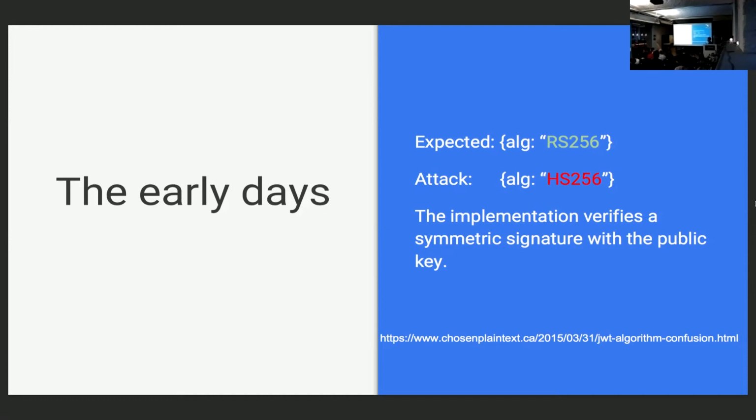I don't know if that's clear, but yeah, the library that verifies, it just obeys the header and uses the symmetric algorithm. And of course, the public key is known. So that was an issue. There's the reference here explaining those issues. Yeah, now it's fixed in most implementations.